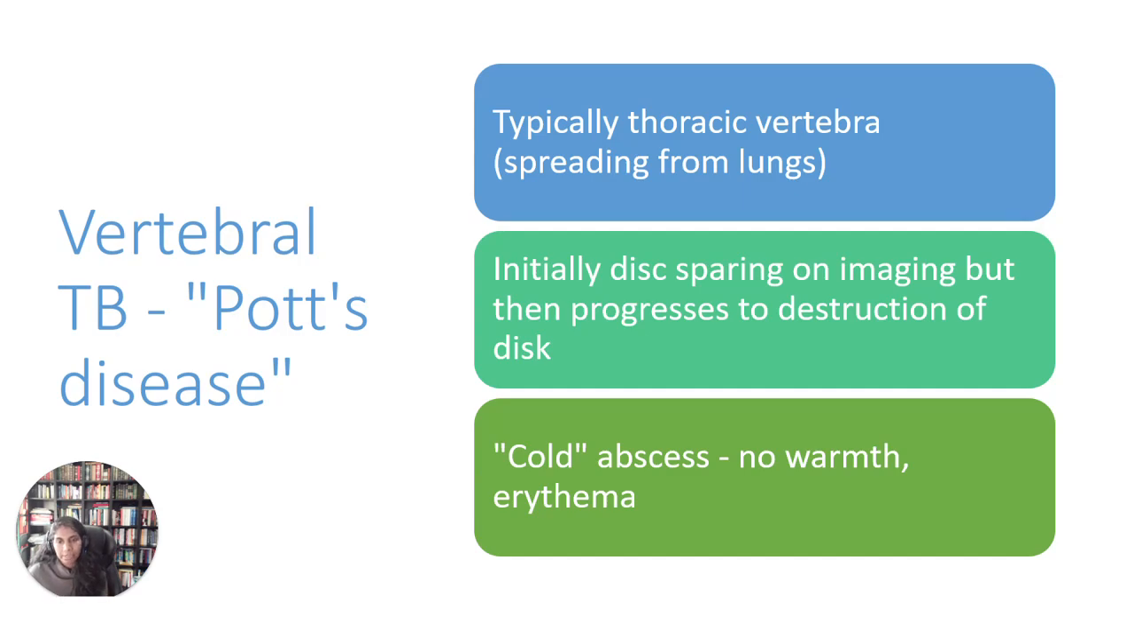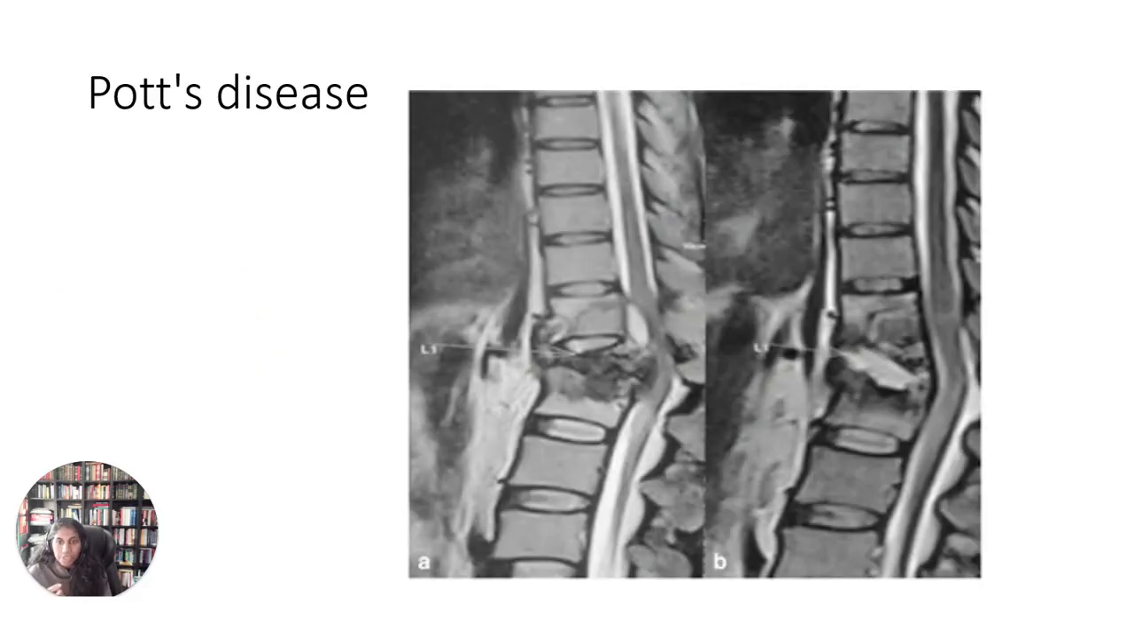If the patient has soft tissue disease, they present with a cold abscess, meaning that there's no warmth or erythema. So here's an example of Pott's disease on the left where the disc is more spared, and then on the right in panel B where the vertebra are clearly affected and so is the disc.